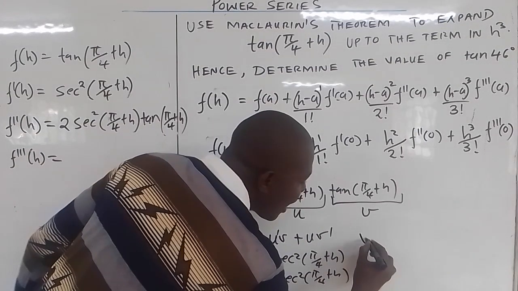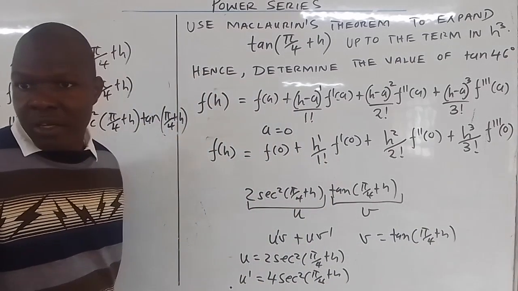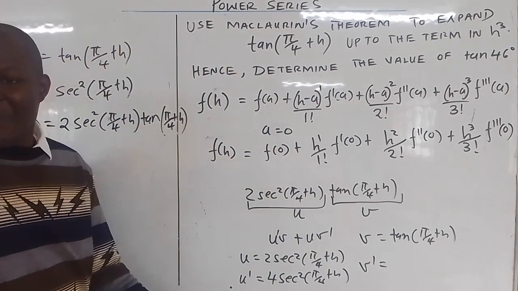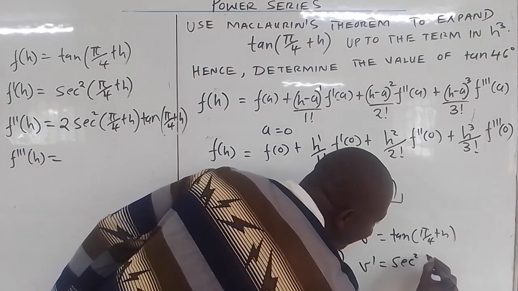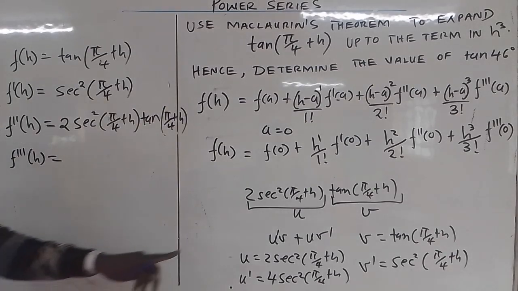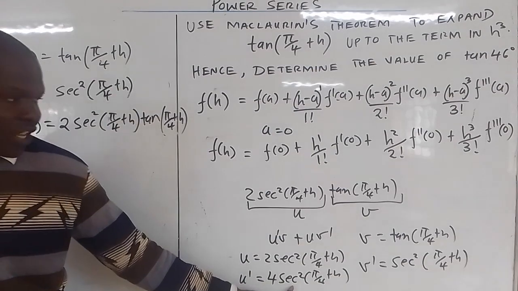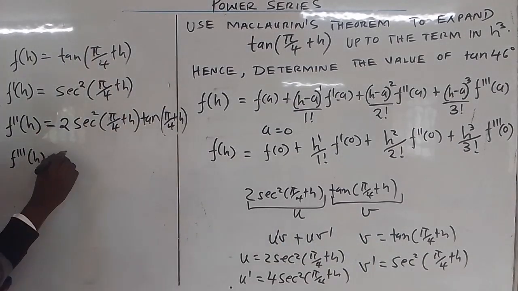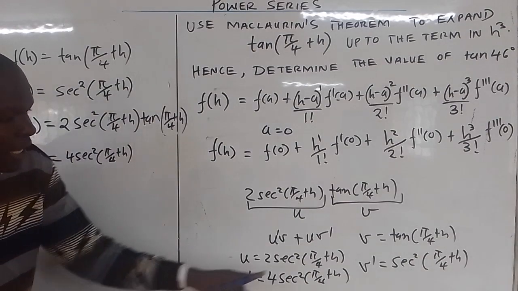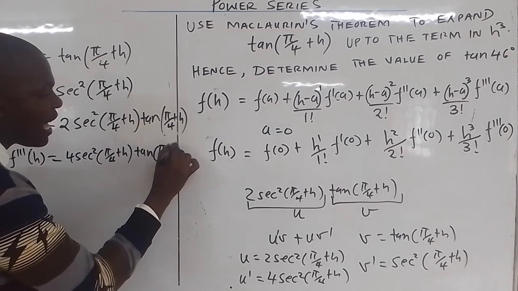Go to v. You have your v here, which is tan (pi over 4 plus h), isn't it? What is v prime? You differentiate tan and you get sec squared (pi over 4 plus h). Then you substitute u prime times v. U prime is this, times v, you get 4 sec squared (pi over 4 plus h) times v, which is tan (pi over 4 plus h).